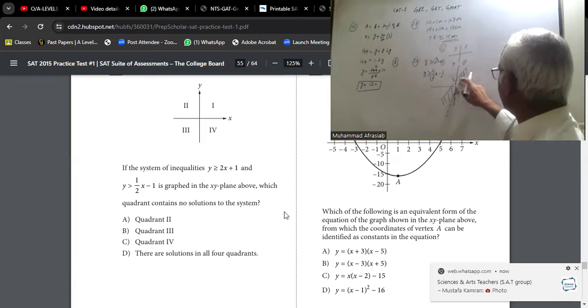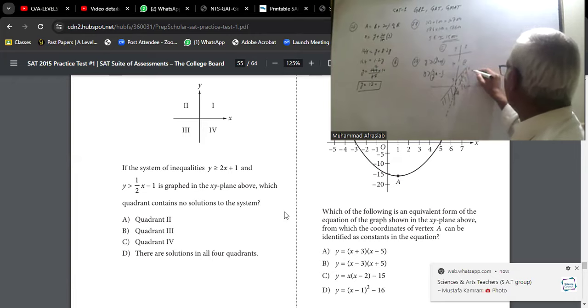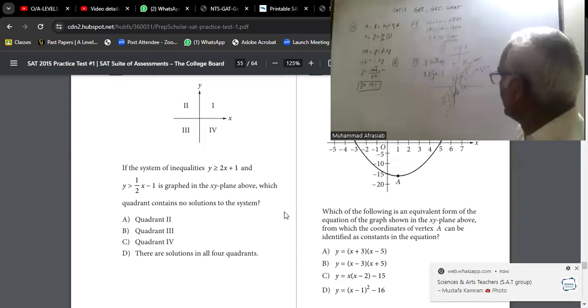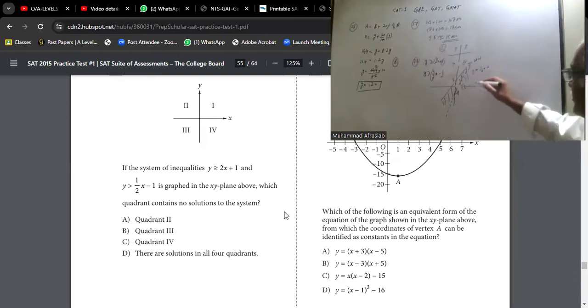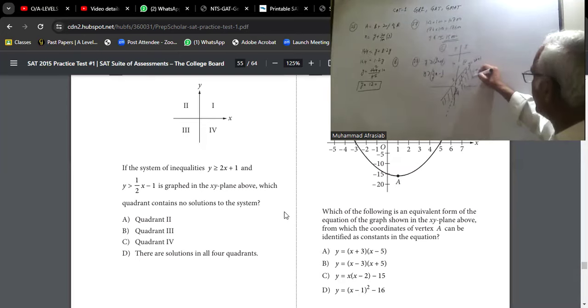Because it is the dotted line, it is greater than, which means dotted lines. So that is y equal to half x minus 1, and this one is y equal to 2x plus 1. This portion is also greater than, so this part is also rejected there.